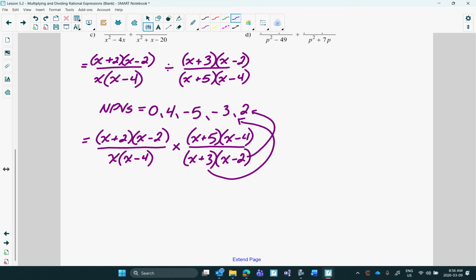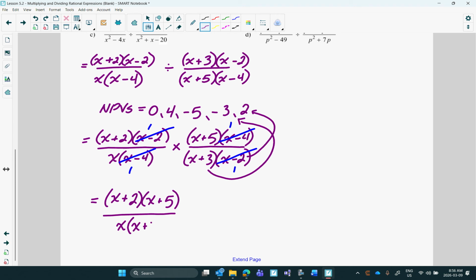What could I reduce? Sorry? X minus 4. Anything else? X minus 2. Good. And it looks like that's it. So up top, I'm left with the factor x plus 2 times x plus 5. And on the bottom, I am left with x times x plus 3. And remember, don't multiply through. Leave it. Stop.